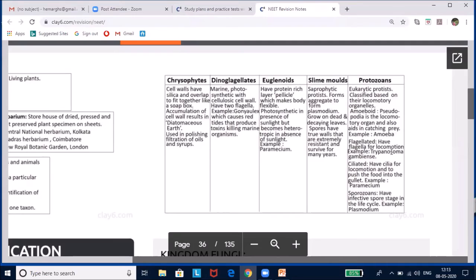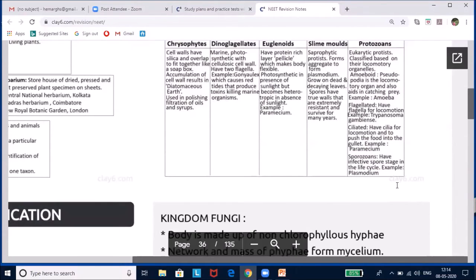Now, flagellated protozoans have flagella for locomotion. Example, Trypanosoma gambiense. This is important because it causes African sleeping sickness. Now, ciliated protozoans have cilia for locomotion and also to push the food into the gullet. Example, Paramecium. Sporozoans have an infective spore stage in the life cycle. Example, Plasmodium. This Plasmodium is very important because it causes malaria.